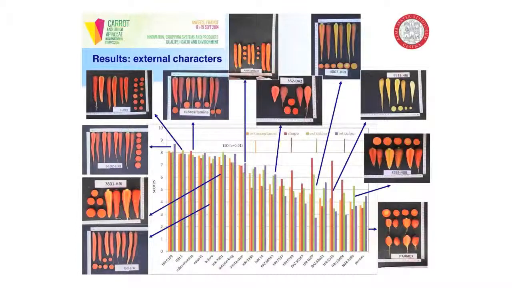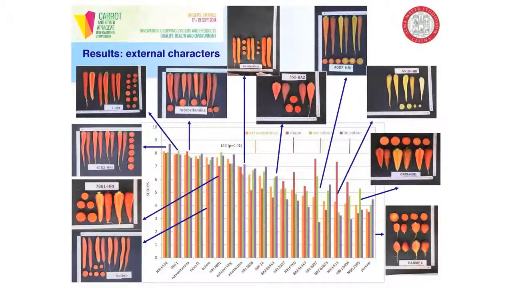Here simply you have the accessions ranked in order of external acceptance, the first orange column. You see that these are external characters. At the first position you find some long and conic roots, and this was quite interesting because the carrot consumed by Italians is not conic, but cylindrical. So it's this type that has over 90% of the share of the market in Italy.